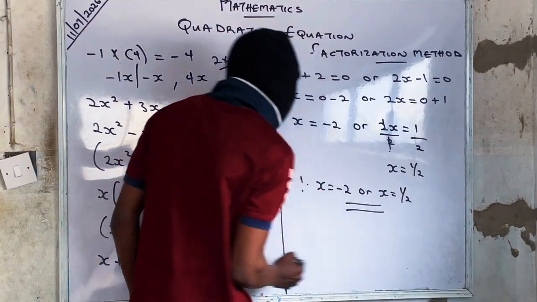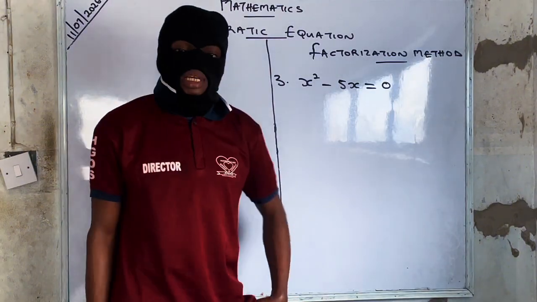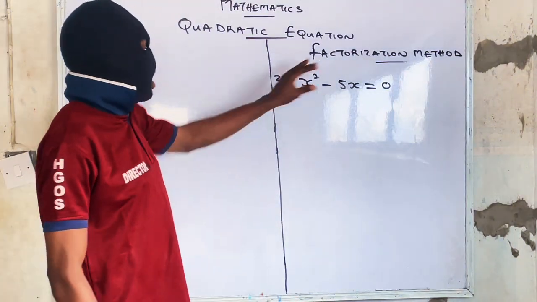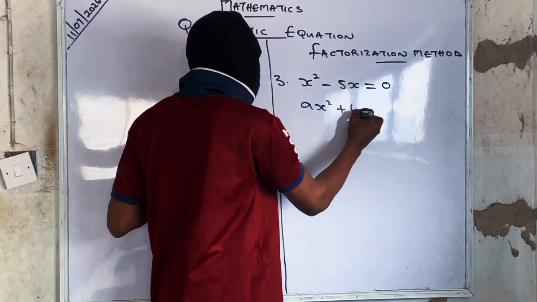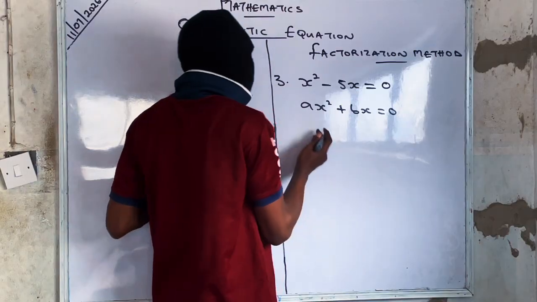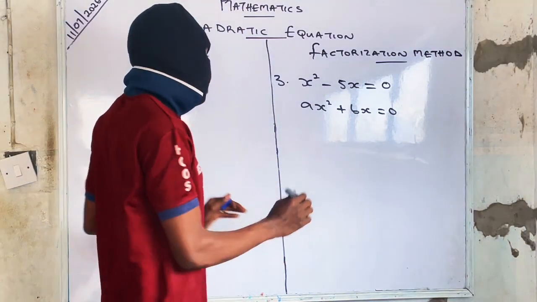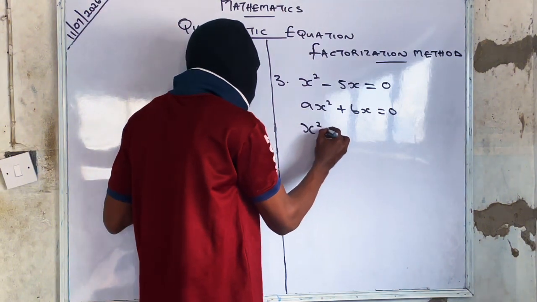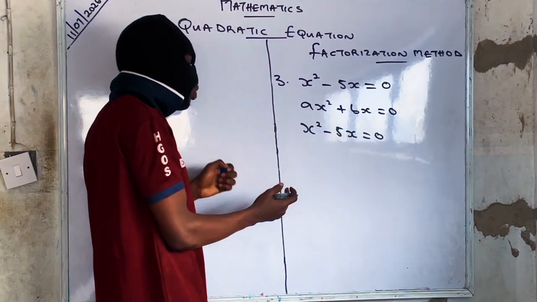Very simple. Question 3 says x squared minus 5x equals 0. You can see that these terms are not complete. It's in the form of ax squared plus bx equals 0. Now, how will you be able to find the values of x? It is very, very simple. Since you have x squared minus 5x equals 0, what you are going to do is factorize.